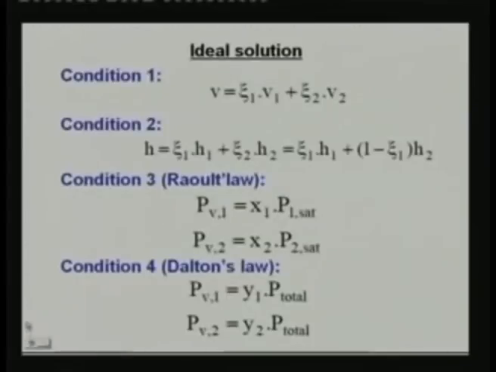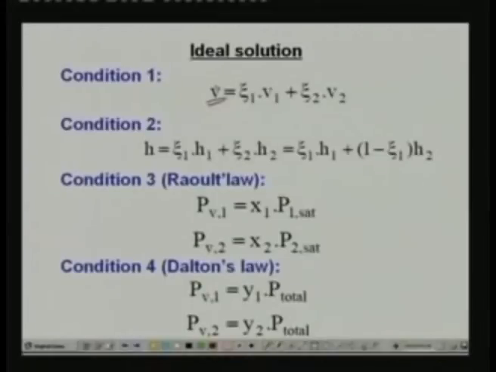So condition 1, as I mentioned, the specific volume of the solution should be simply equal to the sum total of the specific volumes of the components. Okay, so this is the mass fraction of component 1 and this is the specific volume of component 1, this is the mass fraction of component 2, this is the specific volume of component 2. Okay, so the specific volume of the mixture is simply equal to this. This means the solution neither expands nor contracts, that means there will not be any volume change upon mixing.